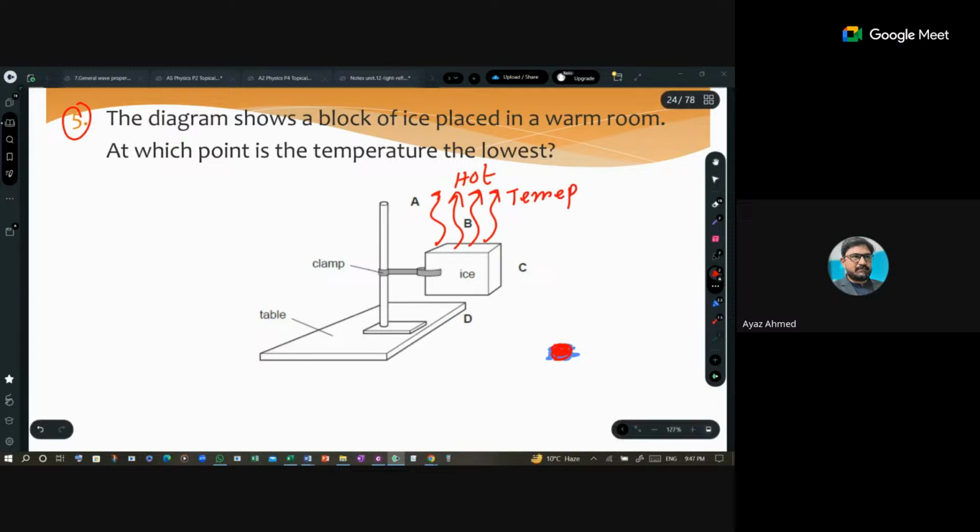But cold air, what does this ice do to the air? Does ice make the air colder or hotter? Colder. So would cold air move up or down? Down. Cold air will move down. So Ariba, what's your choice then?